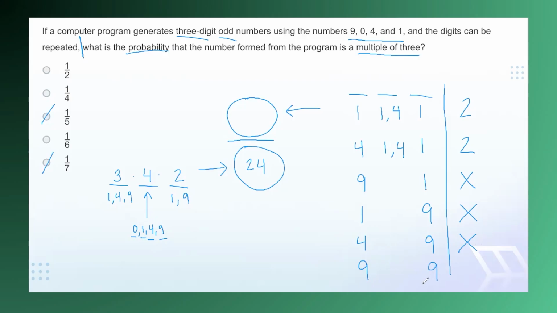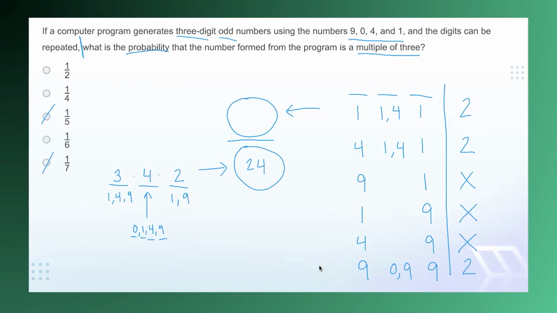Okay, last option. 9, 9. Okay, notice 9 plus 9 is 18. That is already a multiple of 3. So that means our middle digit is going to also need to be a multiple of 3 to give us a sum that is a multiple of 3. And you can just test that if you want to, but we know then that 0 is going to work as a middle digit and 9 is going to work as a middle digit, but 1 and 4 will not, right? A 0 is going to give us a sum of 18, a 9 is going to give us a sum of 27. So for this one, there are 2 options that are multiples of 3.